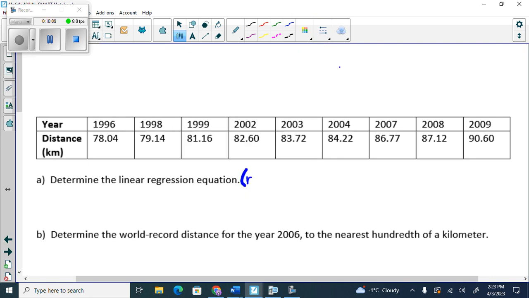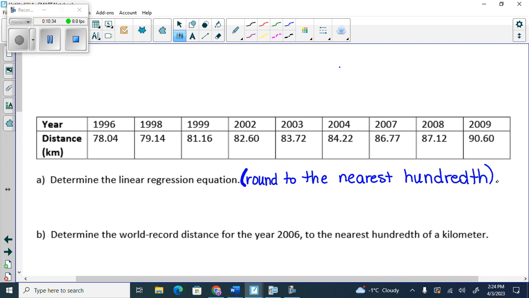So, round to the nearest hundredth is 2 decimal places. Now, if you go to type this in your calculator and you type in the rounded version instead of using the regression buttons to get it in, you will get a different answer than everyone else gets. All right? So, round to the nearest hundredth.